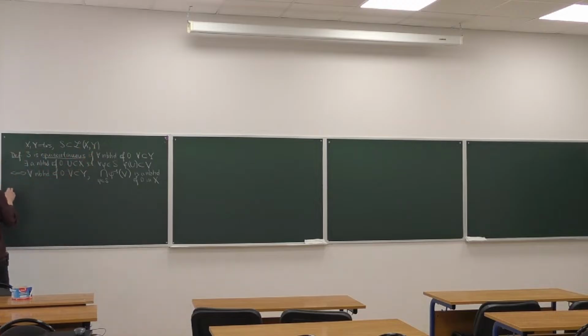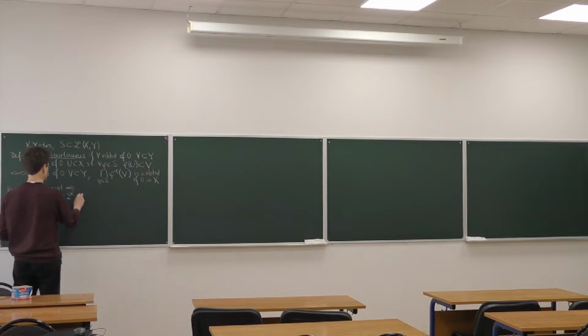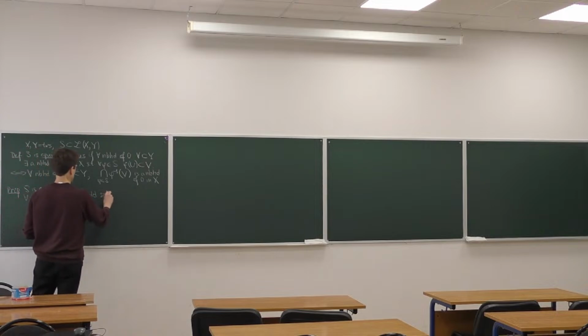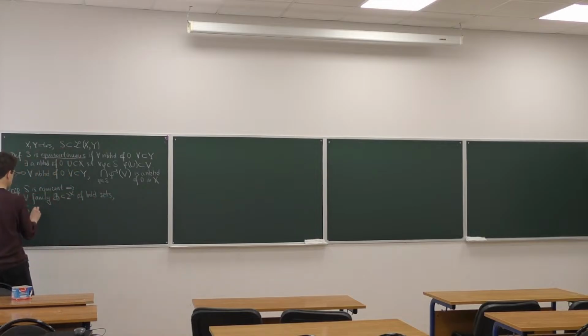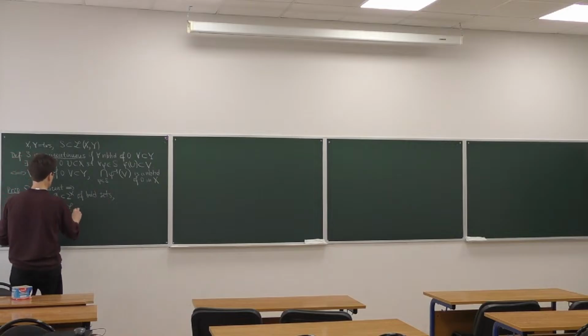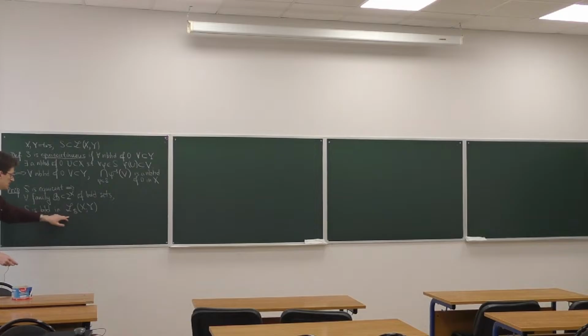More exactly, we proved this proposition: if S is equicontinuous, then for every family B of bounded subsets of X, S is bounded for the topology of uniform convergence on elements of B. Let's recall that this notation means that we equip the space of linear operators from X to Y with the topology of uniform convergence on B.